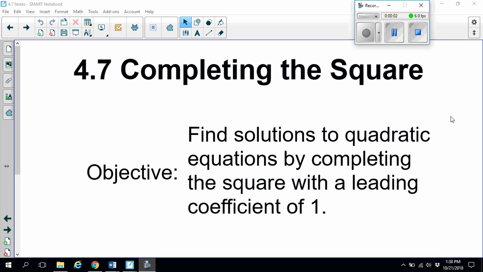So these are the notes for 4.7, completing the square. We're going to find solutions to quadratic equations by completing the square with a leading coefficient of 1.